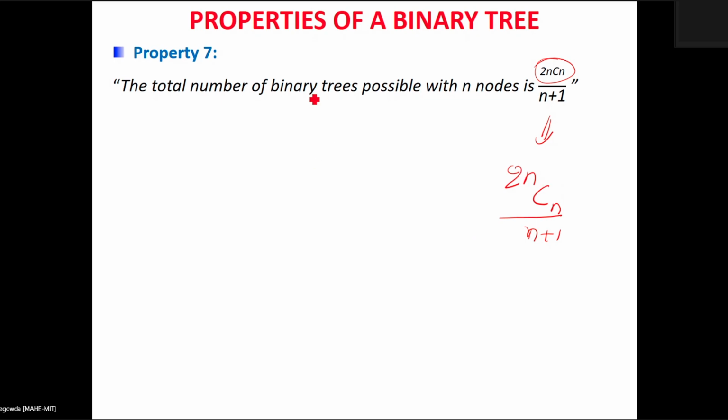The total number of binary trees possible with n number of nodes. That means, suppose you are given n number of nodes, what are the possible ways we can construct the binary trees? That is calculated by means of this relationship: 2n C n divided by n plus 1. So these many binary trees we can construct if we are given n number of nodes. I am not going to prove this one; it is left to you. If you are interested, you can derive these two.